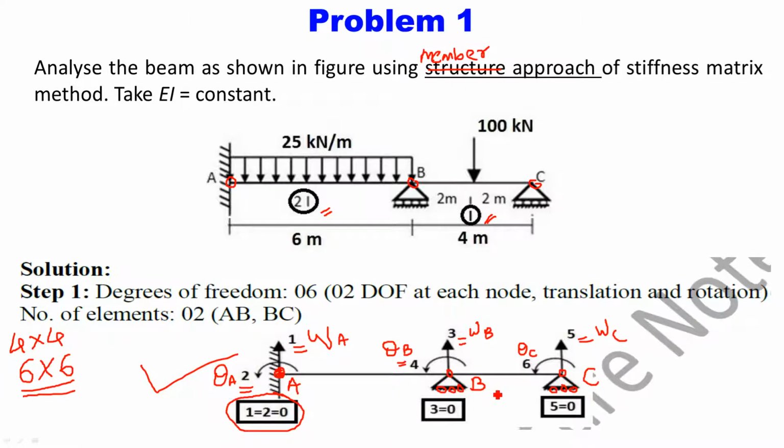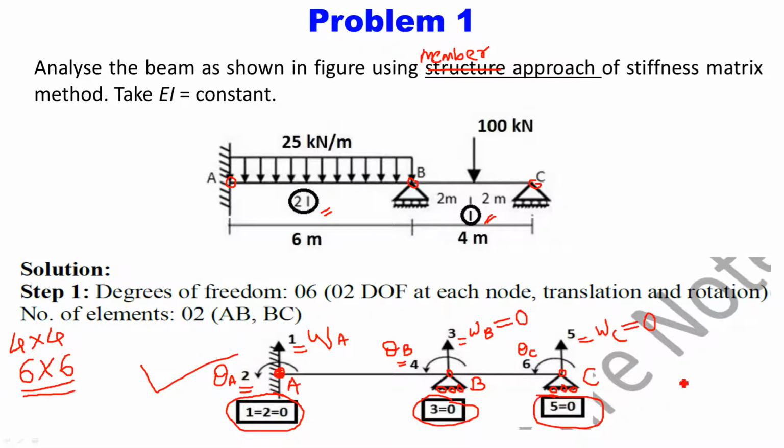So though the horizontal displacement is allowed, that horizontal displacement is not possible in a beam. Even it is not a degree of freedom at B and C. There is only vertical displacement and rotation, and these vertical displacements are zero at a roller support, because no vertical displacement is allowed in case of a hinge or roller support in a beam. So WB and WC are 0, that is 3 is equal to 0 and 5 is equal to 0.